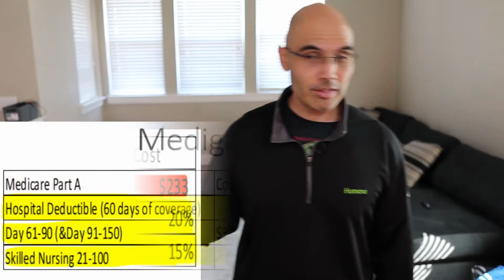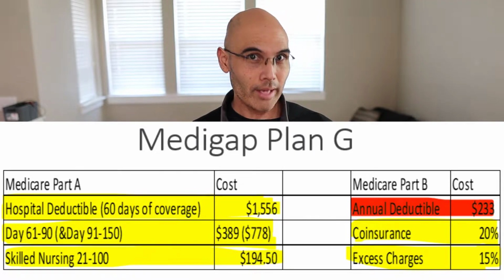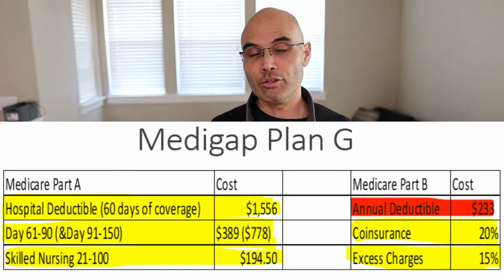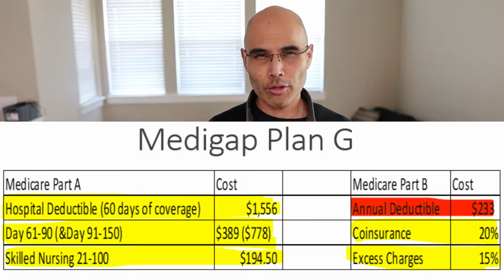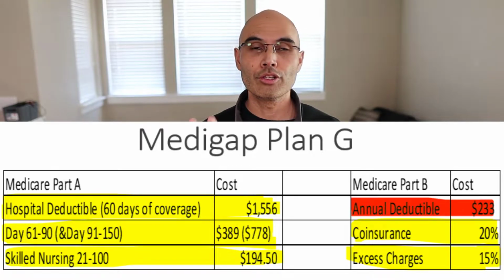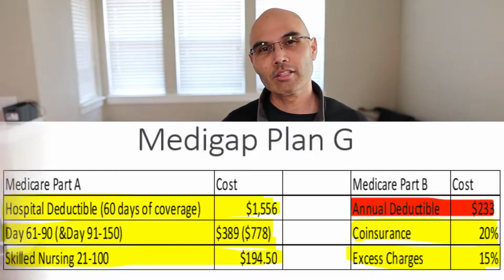As you can see on this list, the highlighted portion is what Plan G pays for, and the red is what you are responsible for. So on a Plan G, you're only responsible for the Part B deductible. Everything else that is a Medicare covered service, you owe no copay for. Pretty good, huh? Now let's take a look at Plan N.